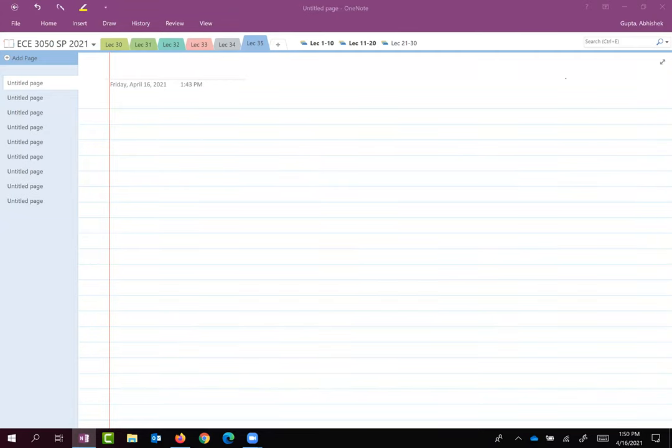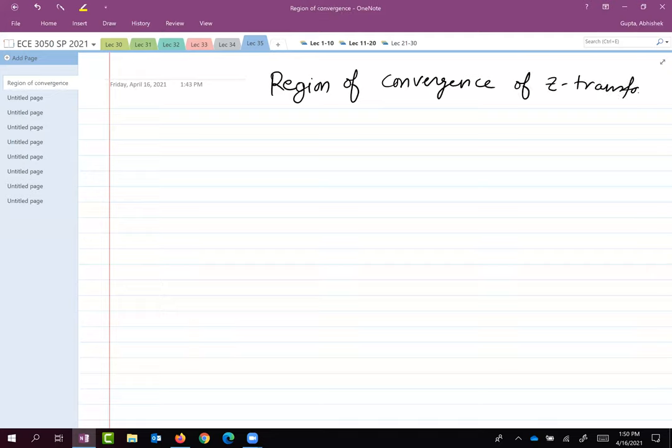So we have been talking about Z transform, and we saw several properties of Z transform in the previous lecture. So today we are going to talk about the important thing, which is the region of convergence. Some properties of region of convergence for Z transforms.